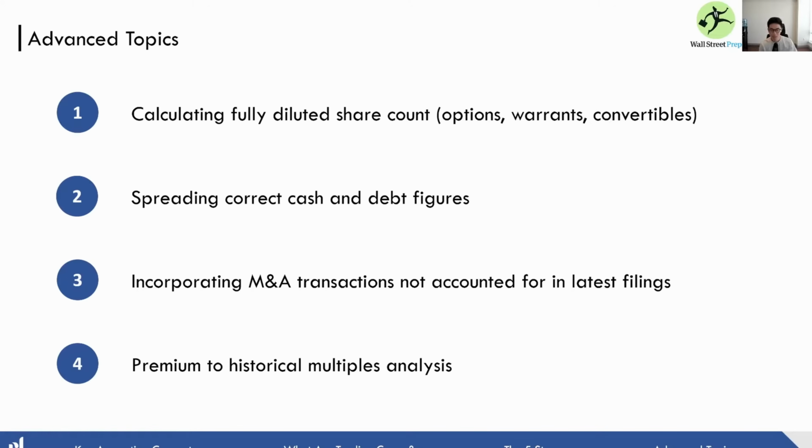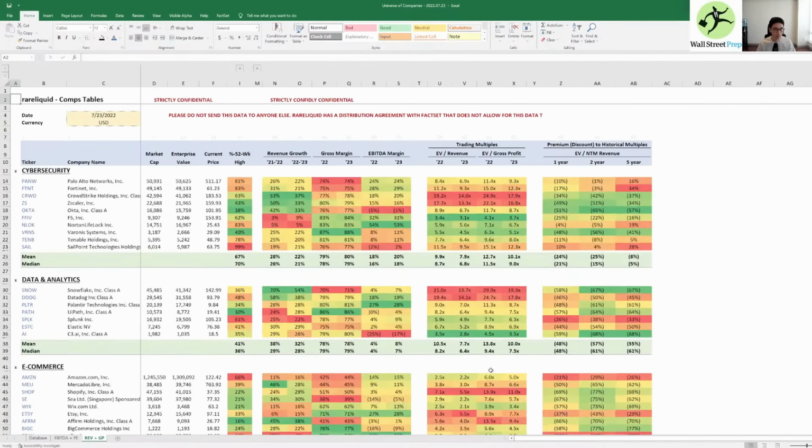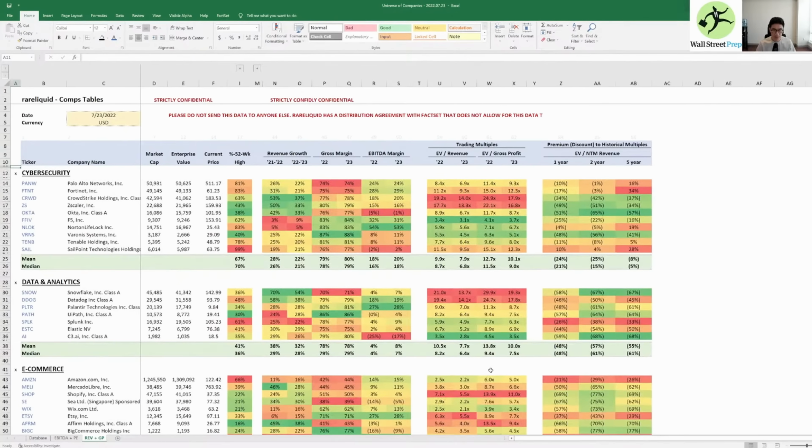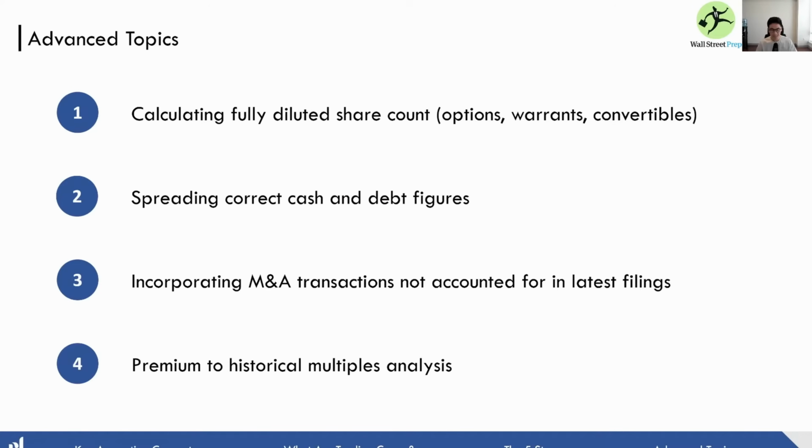And then lastly, a premium to historical multiples analysis. So I'll show you what that looks like. This is something I sent to rareliquid Patreon members, which is also linked down in the description. But over here, there's a section for premium or discount to historical multiples. So this is pretty simple, where you're just looking at historical multiples of what companies were trading at in the past compared to today's multiples, and then basically seeing if they're trading at a discount or a premium. Something I can also go into more in a future, more in-depth trading comps video if people are interested.